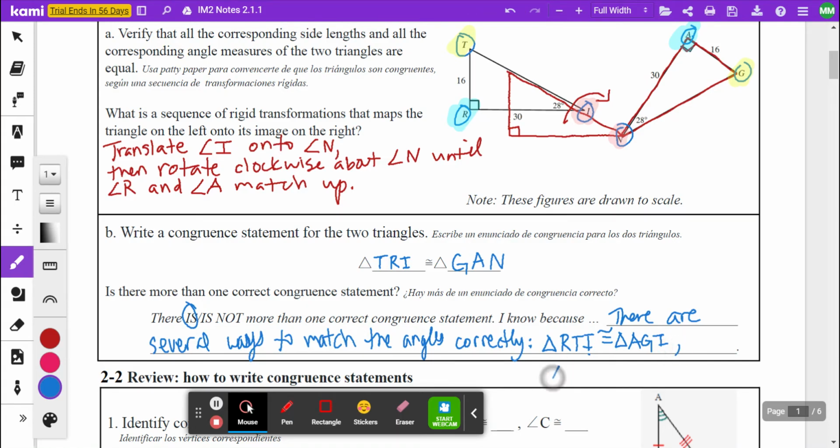Another example, since I said I would do two: last time I started with R, first time T, this time I'll start with I. Triangle I, T, R is congruent to triangle. I have to start with N since I started with I. The next has to be G since T matches G, and then A.